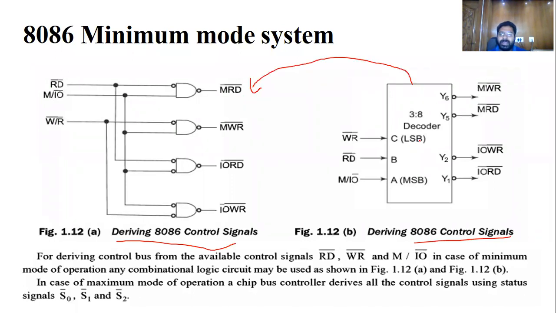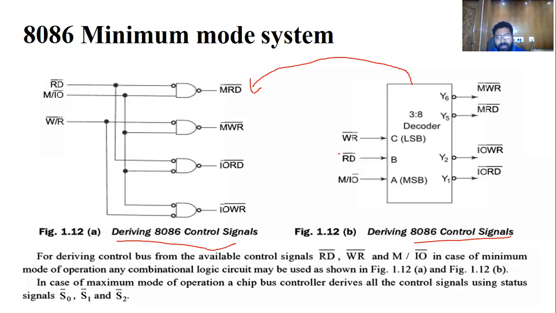So this is the 3:8 decoder. In this decoder, the internal part is like this. Internally, the decoder is like this. This is the 3 to 8 decoder. It is simply called a 3 to 8 decoder. So the internal part is like this.